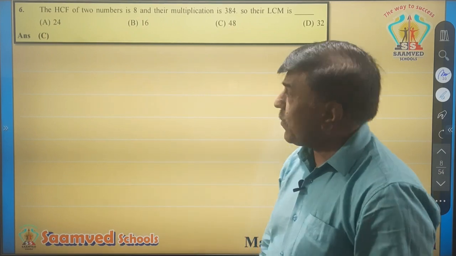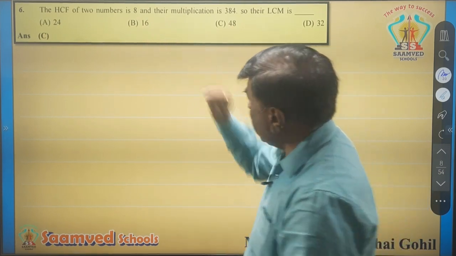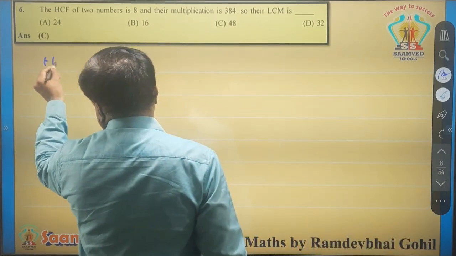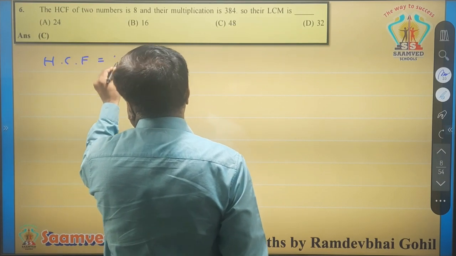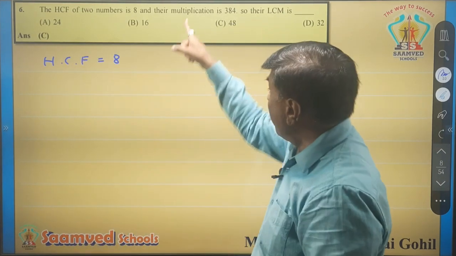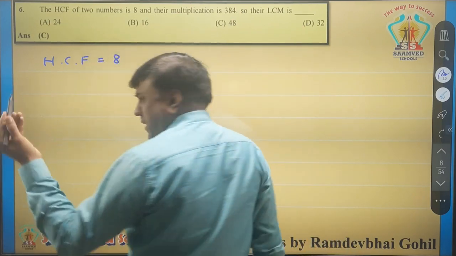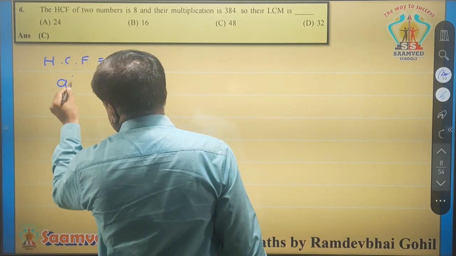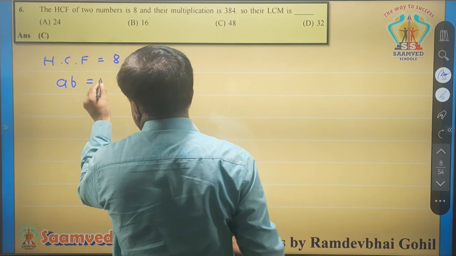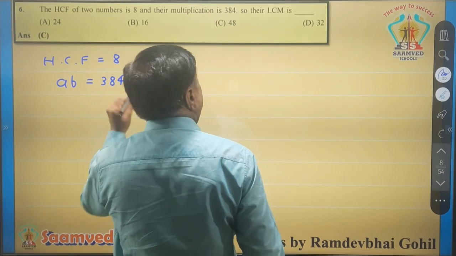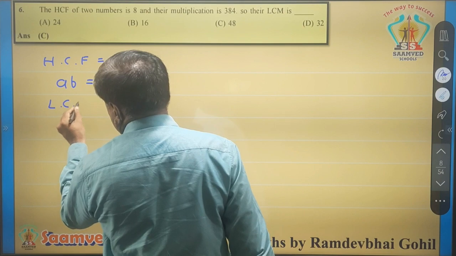Number 6. HCF of two numbers is 8. You are given HCF is equal to 8. Multiplication is given. Suppose the numbers are A and B. So, multiplication is 384. And you have to find LCM.